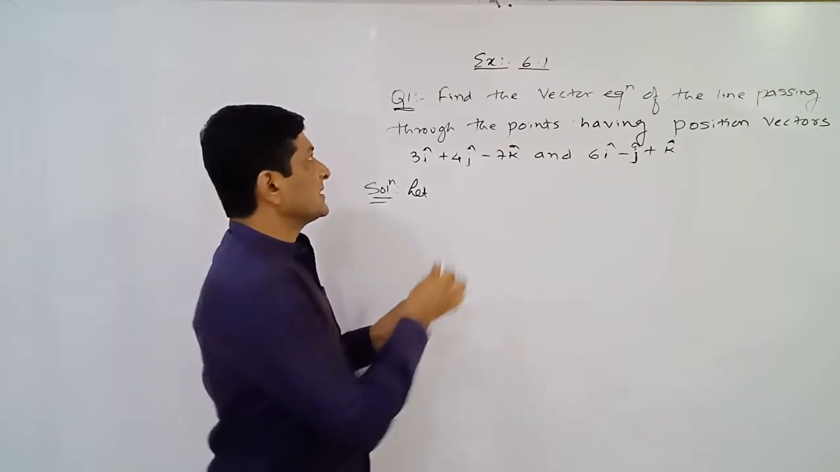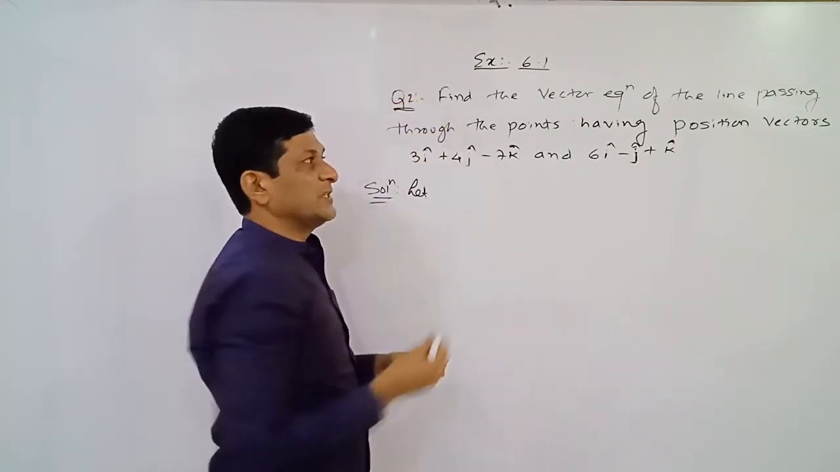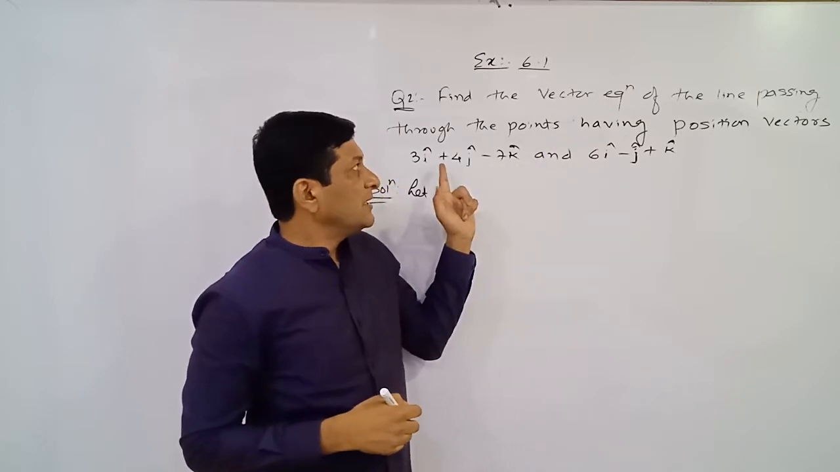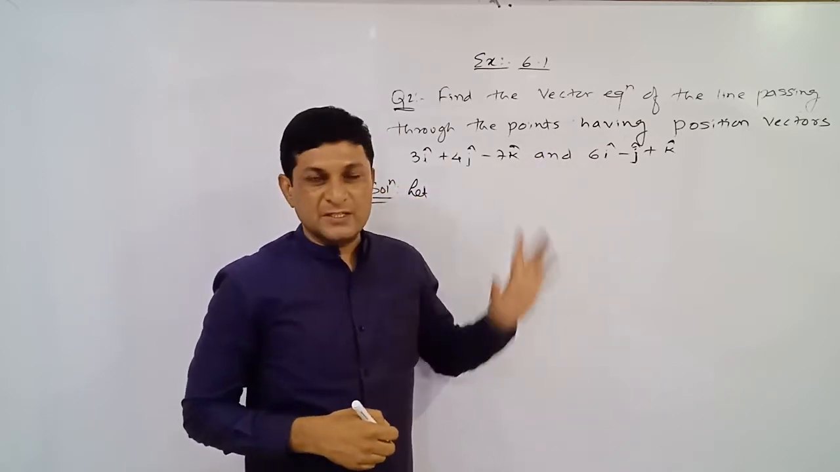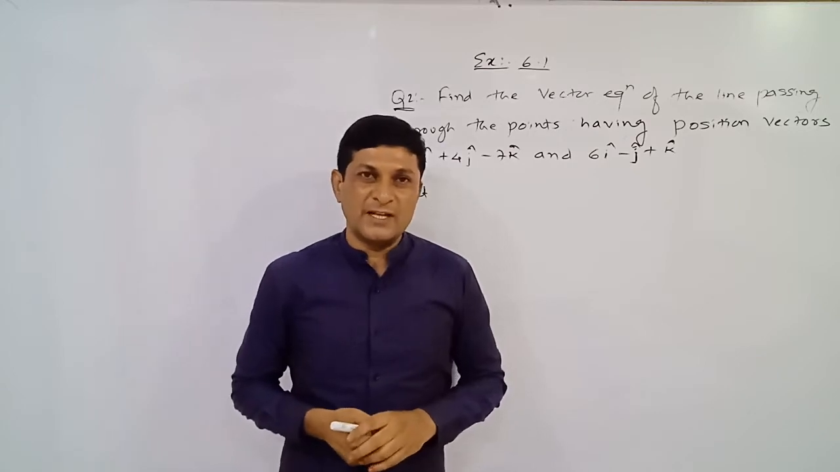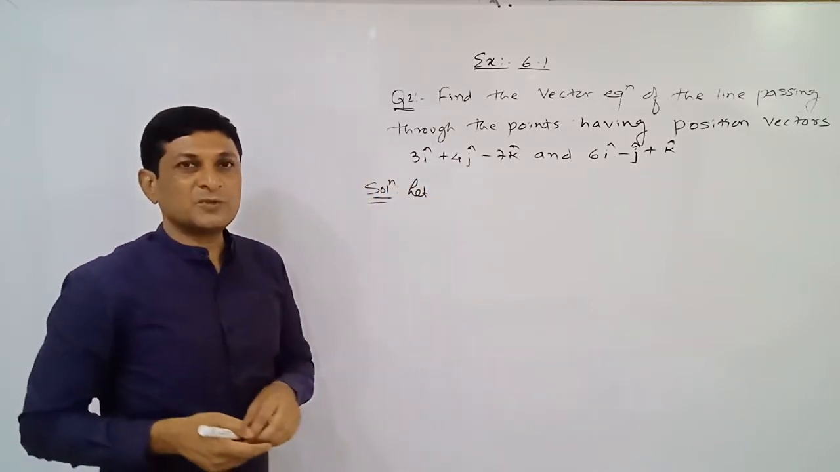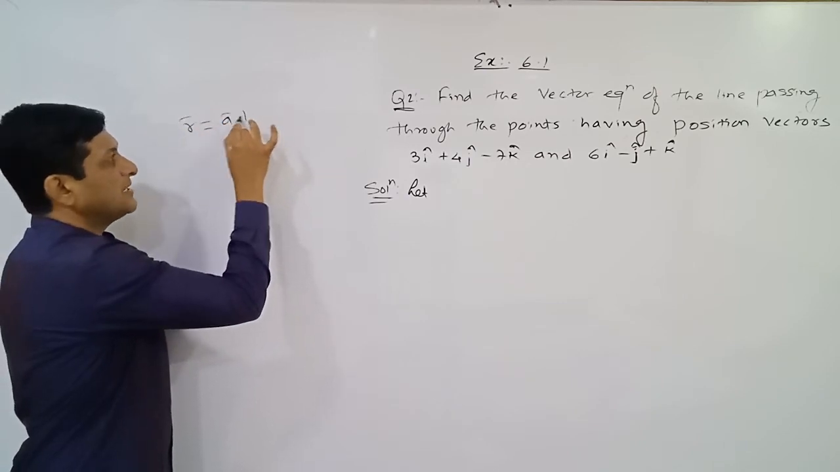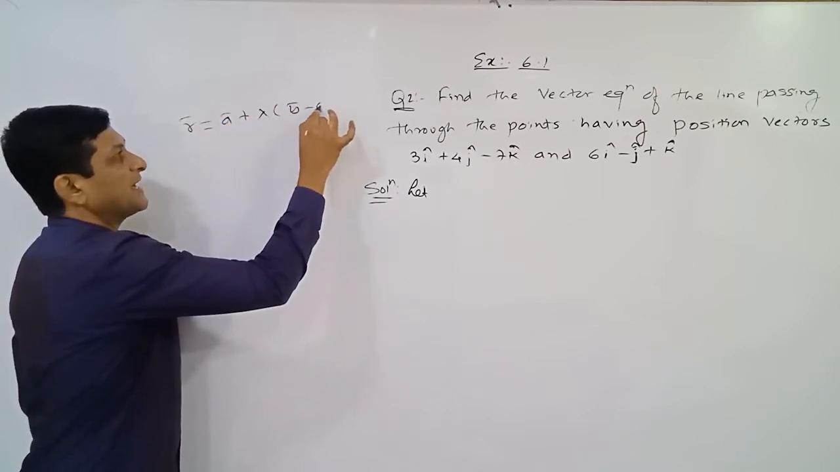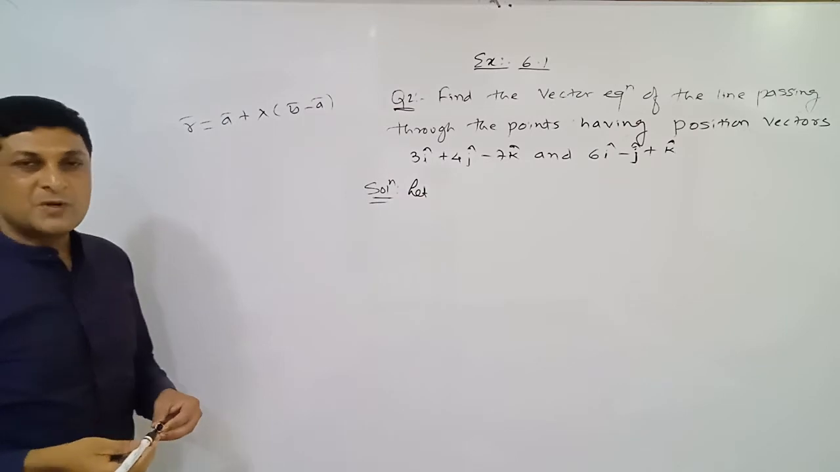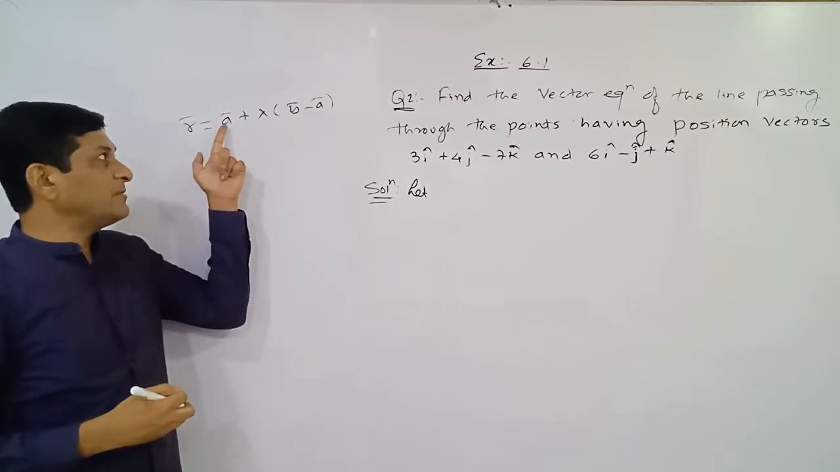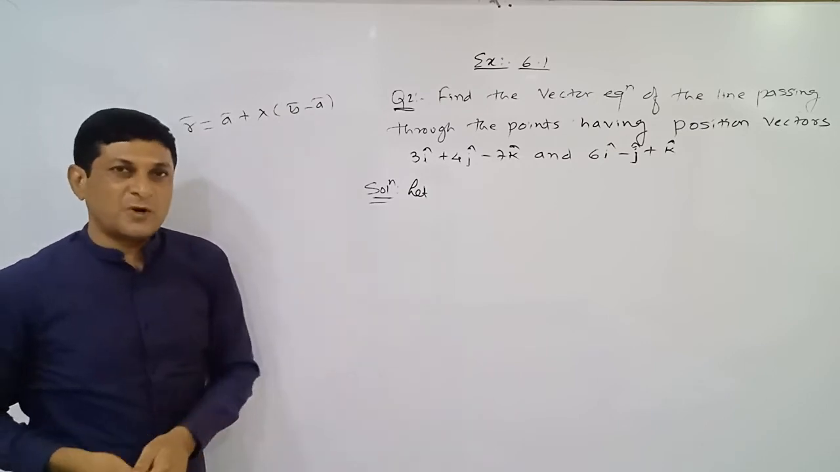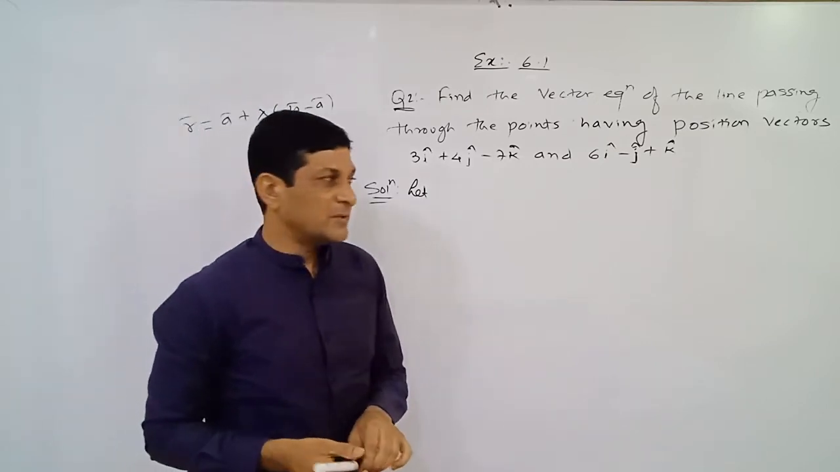Now observe question number 2. In this question, we have to find the vector equation of the line passing through the points having these position vectors. The position vectors of two points on the line are given to us. Then according to the third theorem, the equation of the line is r bar is equal to a bar plus lambda times b bar minus a bar. In this theorem, we have denoted the position vector of the first point by a bar and the position vector of the second point by b bar. So applying this formula, let us try to find the vector equation of the line.